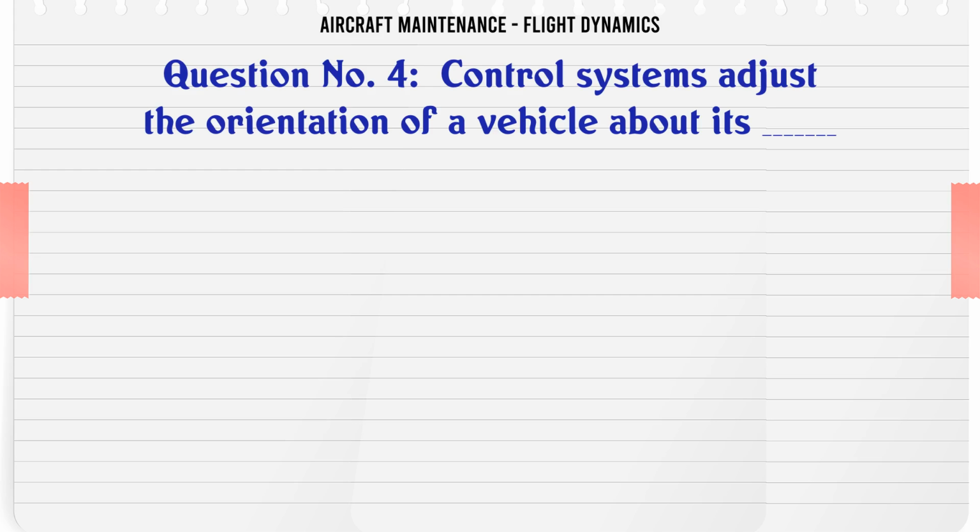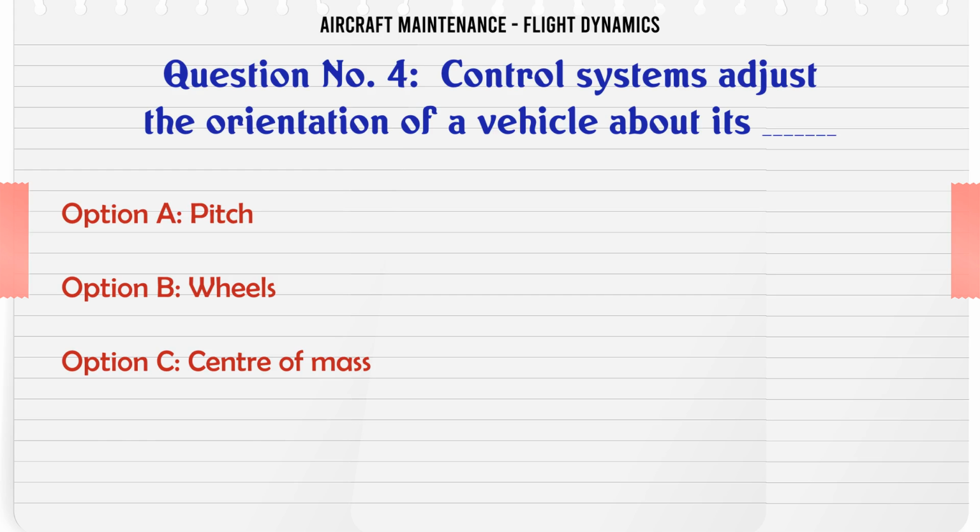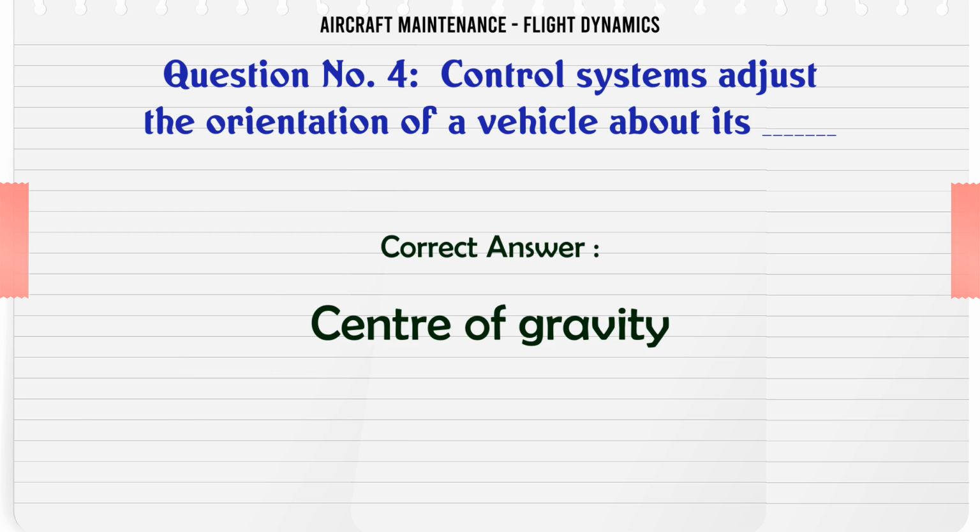Control systems adjust the orientation of a vehicle about its A. Pitch. B. Wheels. C. Center of mass. D. Center of gravity. The correct answer is center of gravity.